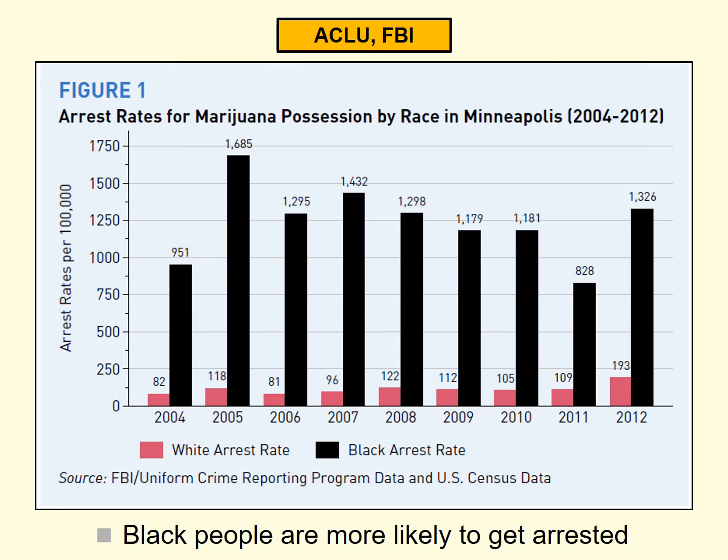Here is a graph based on those rates of arrest in Minneapolis for just the last decade or so, and you can see a very similar pattern. That is, when we look at arrest for marijuana possession, the arrest rate for folks who are white or Caucasian is much lower than folks who are Black or African American.